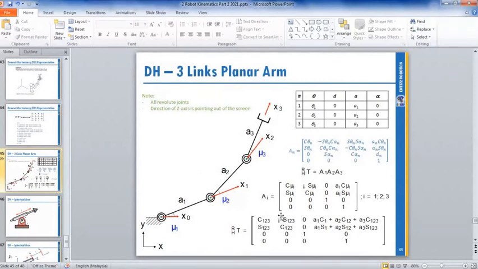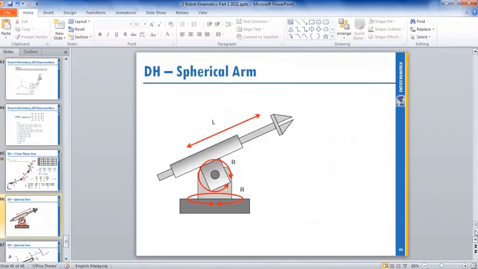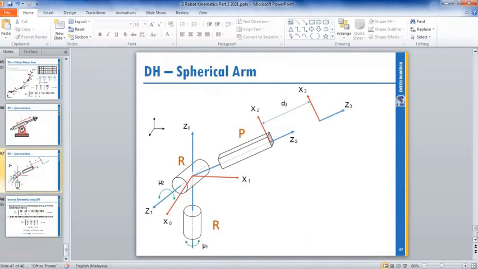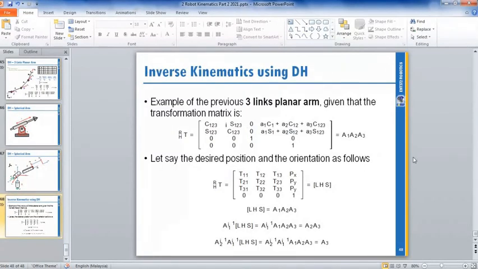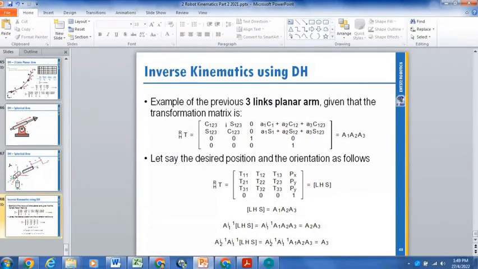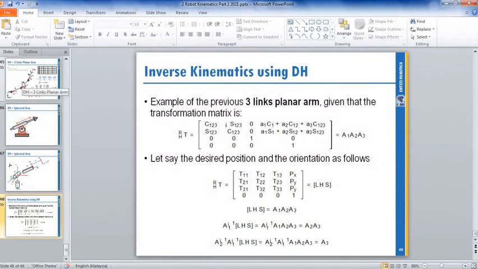Orientation, how do you know the orientation? This matrix, 3 by 3. So this 3 by 3 matrix is the orientation of your gripper. This is a spherical robot. So this is how you do inverse, but I have more examples.